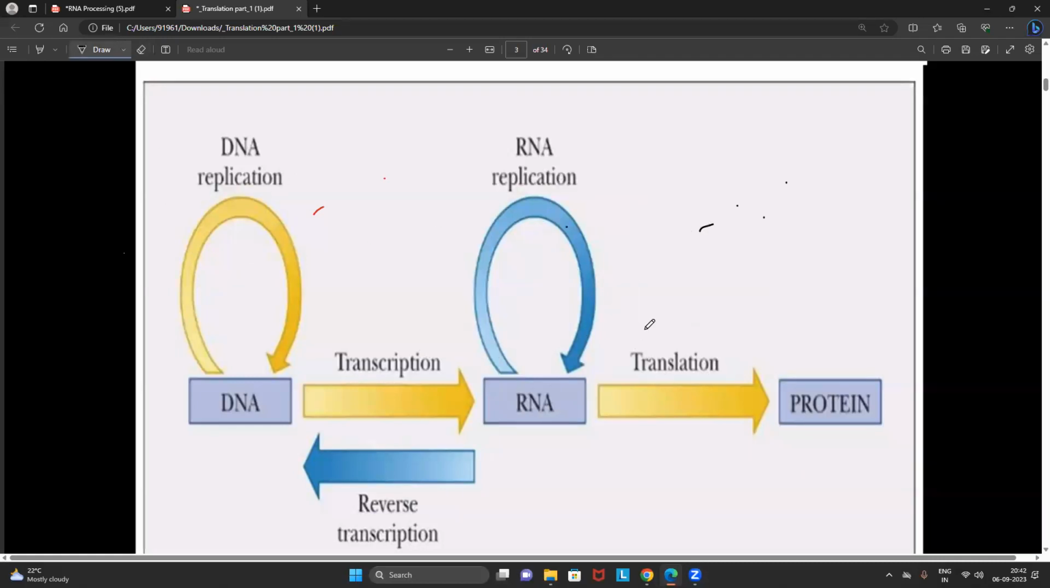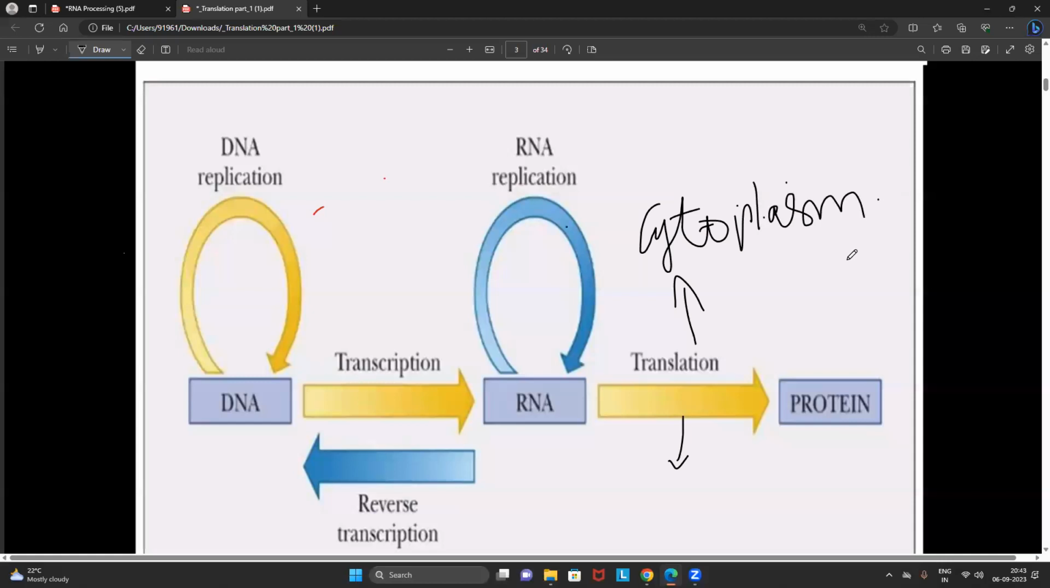Now, very important, whether it is a prokaryotic organism or a eukaryotic organism, the process of translation undoubtedly will take place in the cytoplasm only. There's no doubt about that particular point.